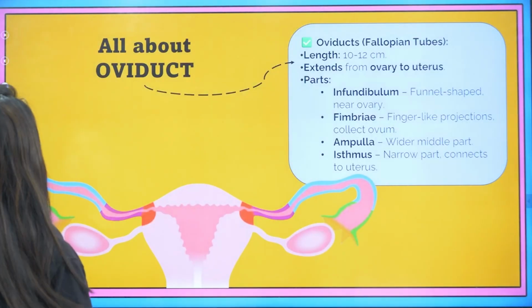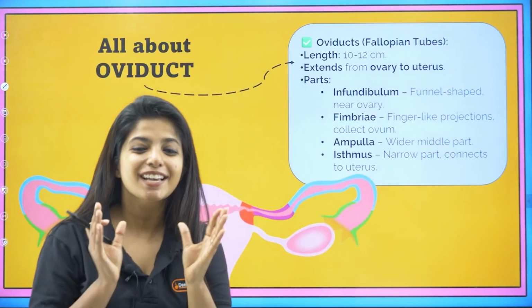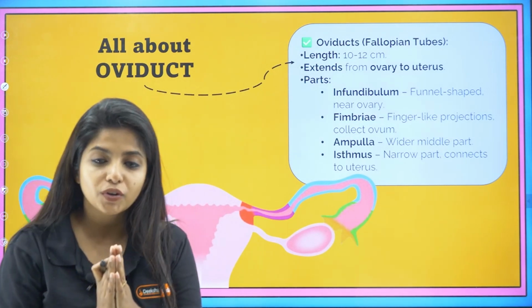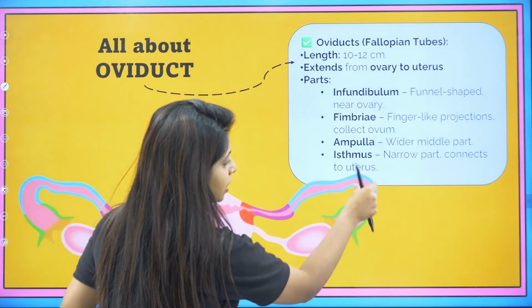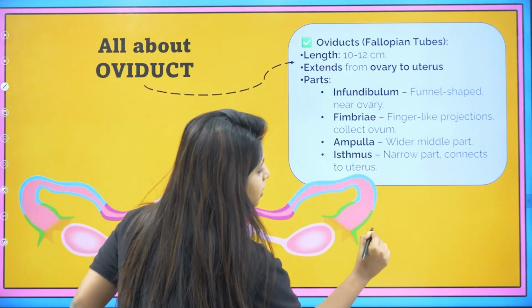Let's see the first one. We have the oviduct. The oviduct is known as the fallopian tube as well. What do you call it? Fallopian tube. So this thing that you see is the oviduct, from here to here, from point 1 to point 3.